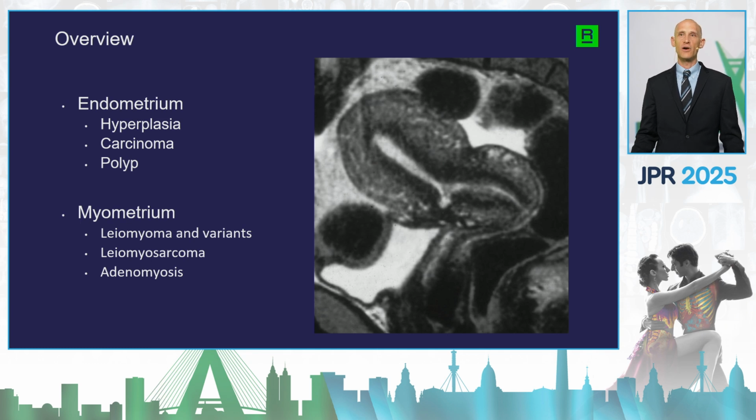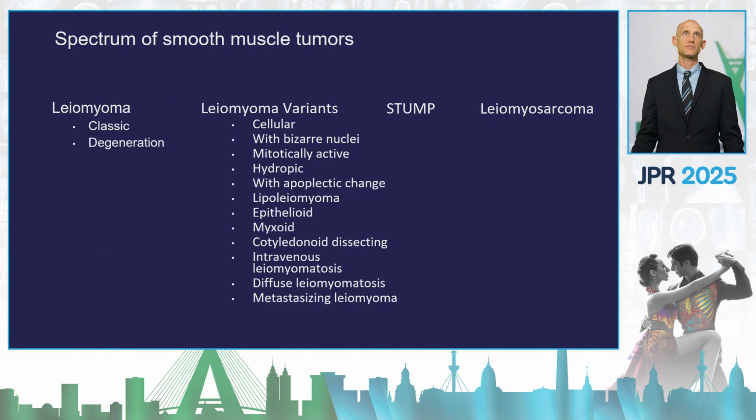The endometrium is our epithelial lining of the uterus, and it's commonly affected by conditions such as hyperplasia, carcinoma, and endometrial polyps. The myometrium, on the other hand, is affected by mesenchymal processes such as smooth muscle tumors, including the leiomyoma, its many variants, and leiomyosarcoma. We can also see adenomyosis as a mimic. But in this presentation, we are going to focus on our smooth muscle tumors involving the uterine myometrium.